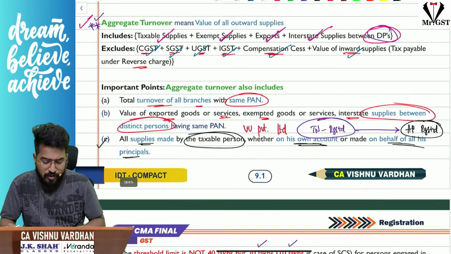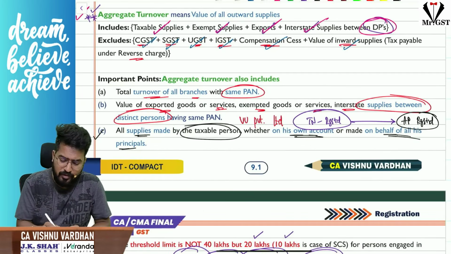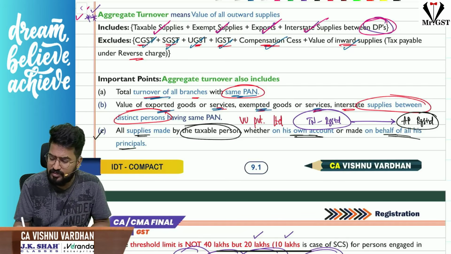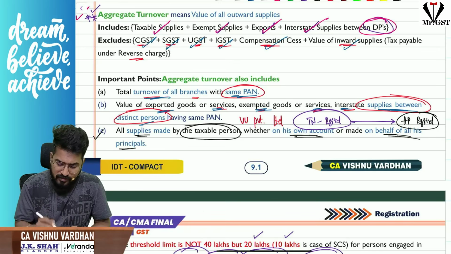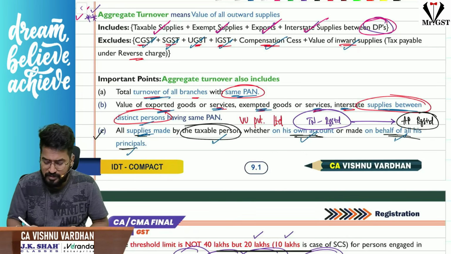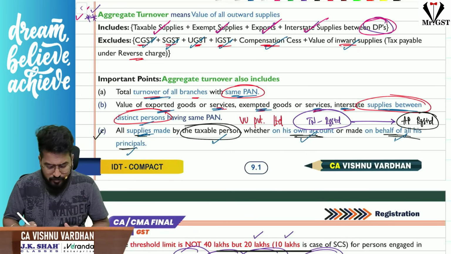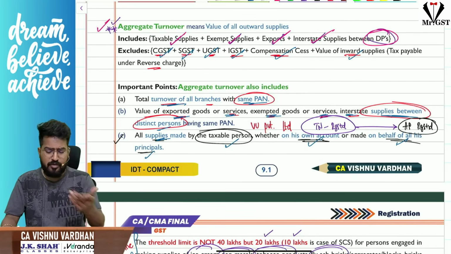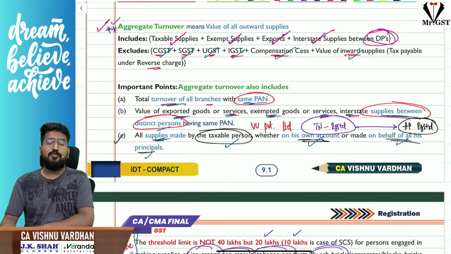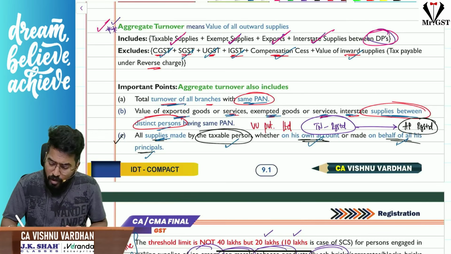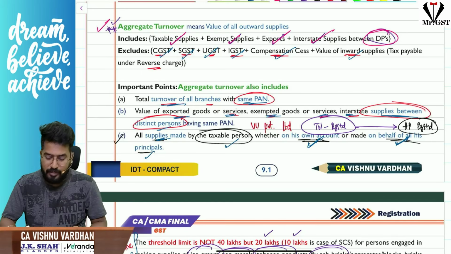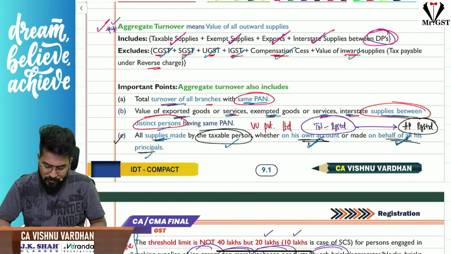Next, sir, what are the important points regarding aggregate turnover? Aggregate turnover includes the turnover of all the branches, that is, pan India turnover, the value of exported goods and services, exempted goods or services, and interstate supplies between distinct persons. All these things will be added. Next, all supplies made by the taxable person, whether on his own account or on behalf of principals, will also be added in the aggregate turnover. If you are a taxable person, whatever supplies you make on your own account and also on behalf of other principals will be added in your aggregate turnover. That is the aggregate turnover definition.